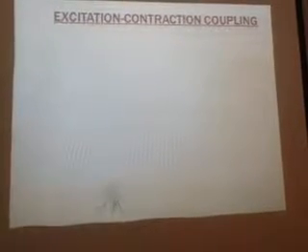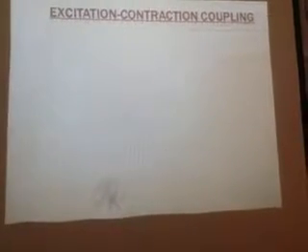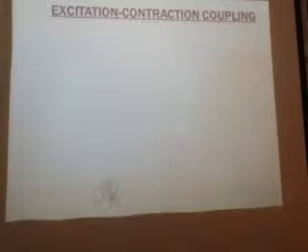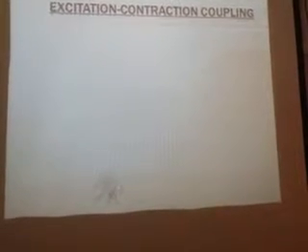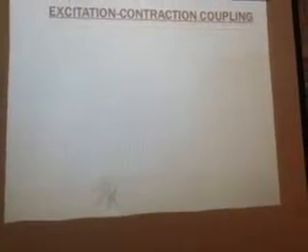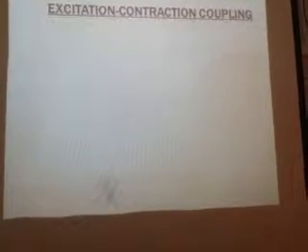Excitation in the nerve and contraction in the muscle. Nerve, neuromuscular junction and muscle, all together are called excitation contraction coupling. Because first the nerve should be stimulated, and when the nerve is stimulated, then the muscle will contract.